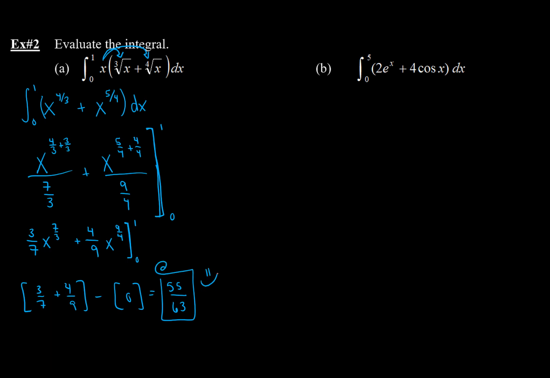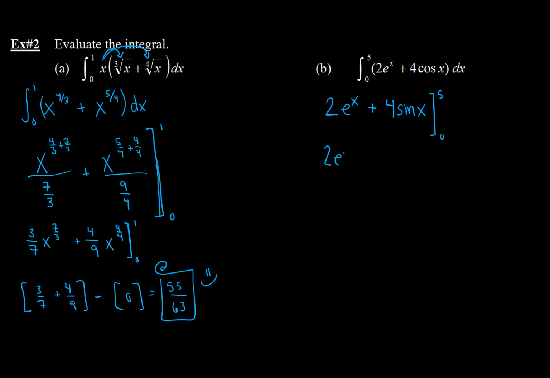For the next one, I'm going to take the integral of each piece. So the 2 goes along for the ride. Take the antiderivative of the e to the x is going to be e to the x. Next, the 4 is going to go along for the ride. Now the integral of cosine is the positive sine. And then I'm going to evaluate this from 0 to 5.